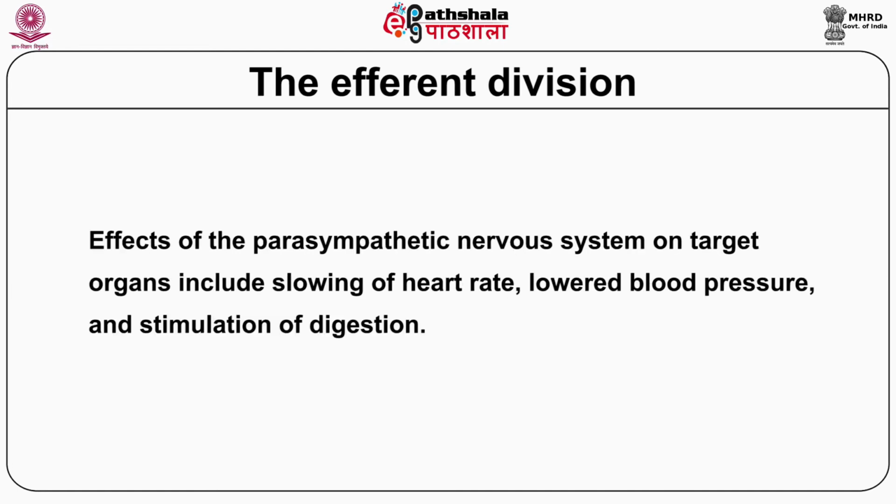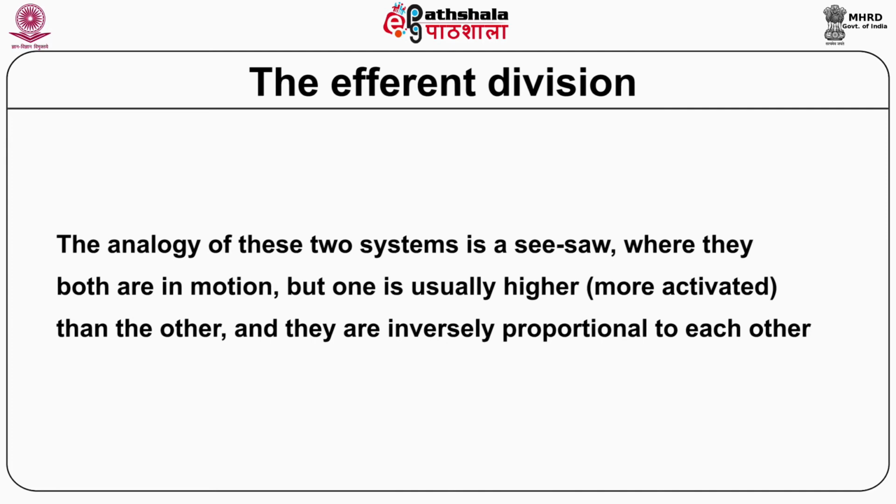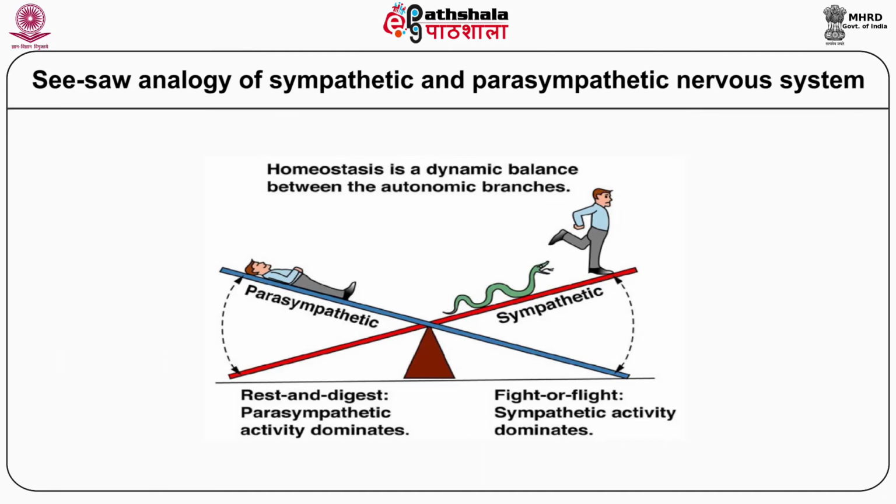Effects of the parasympathetic nervous system on the target organs include slowing of heart rate, lowered blood pressure and stimulation of digestion. The analogy of these two systems is a seesaw where they both are in motion, but one is usually higher or more activated than the other, and they are inversely proportional to each other. As both systems control different internal systems, when the sympathetic system is active, the parasympathetic will be inactive.